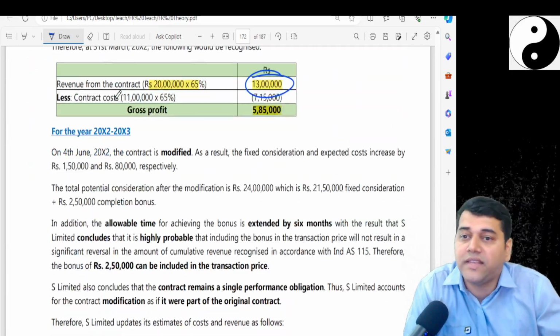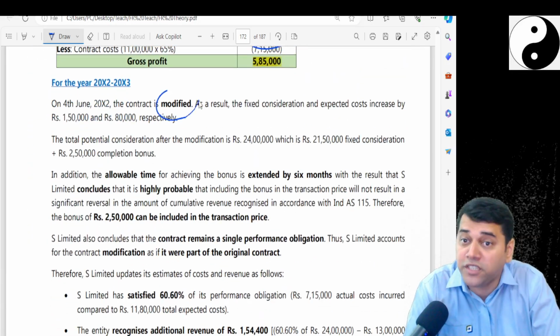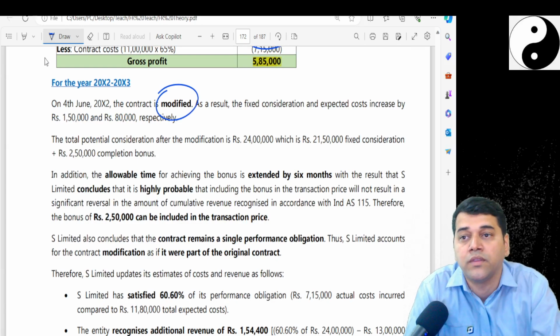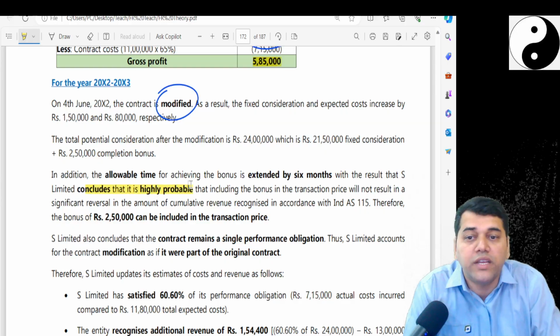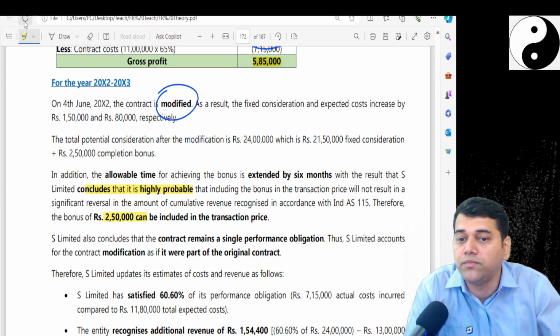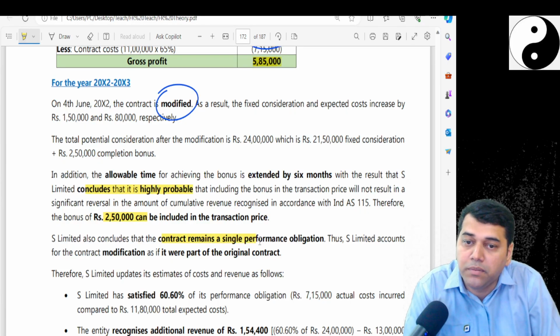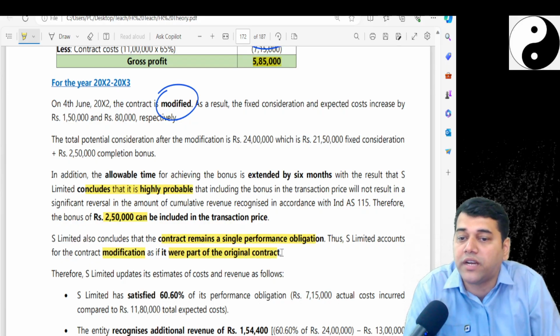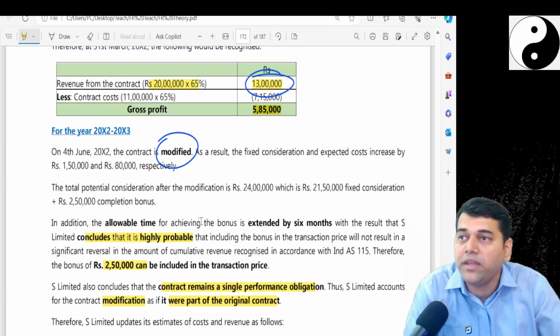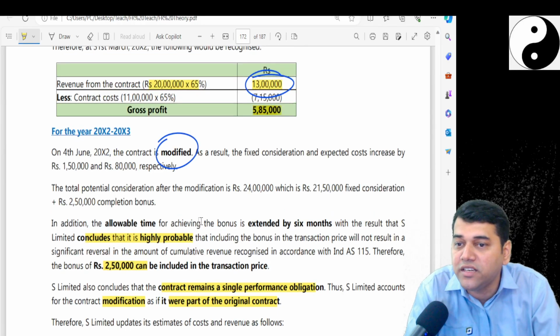Next, the contract is modified. Now you have to speak on the modification. The allowable time is also extended, and this time you are concluding it is highly probable, that's why 2 lakh 50 you include. The contract is still a simple modification, and it is treated as if it were a part of the original contract. Why? Because you didn't add anything new here.